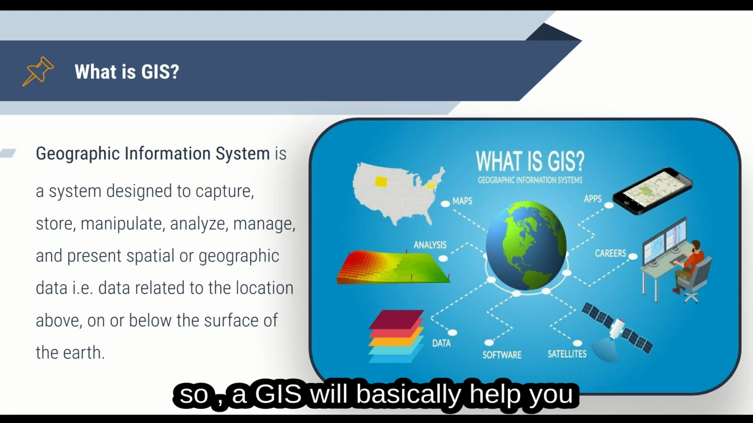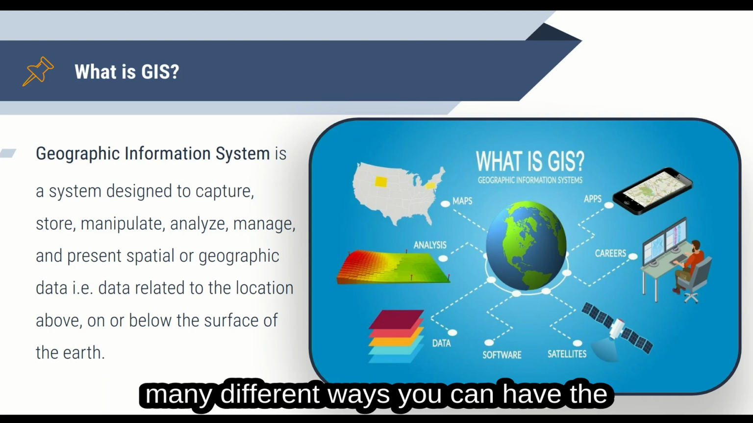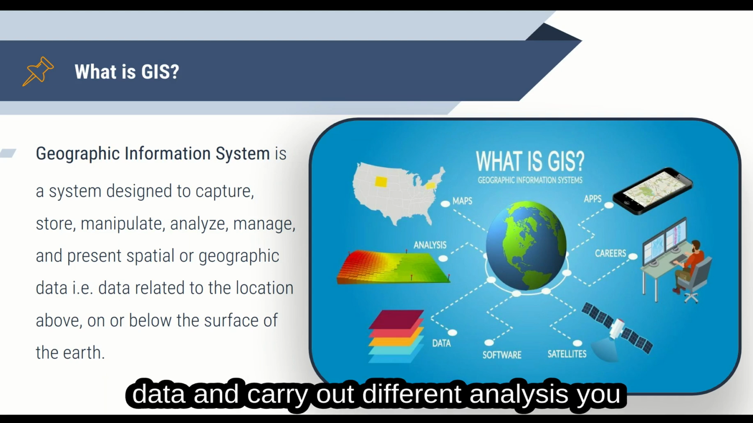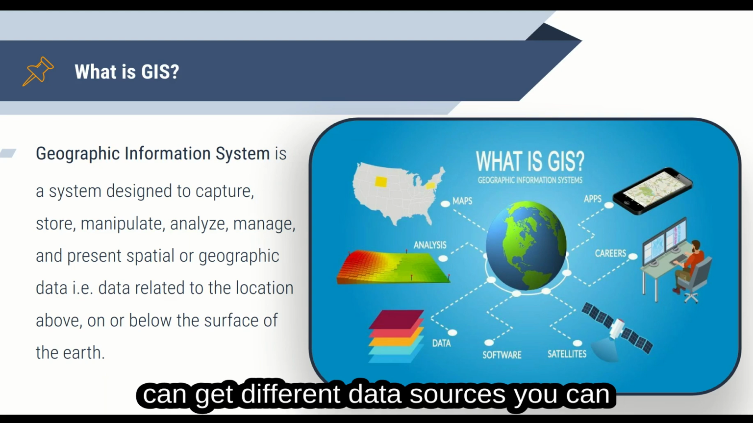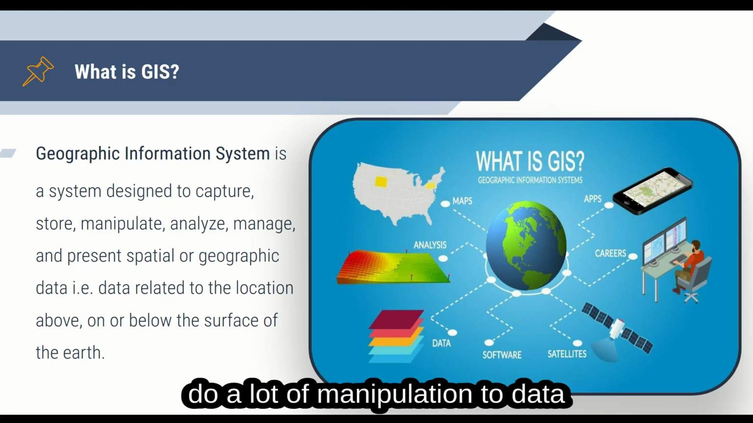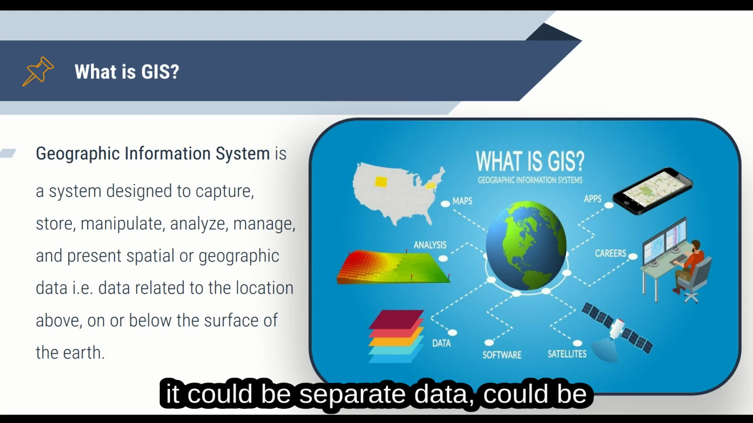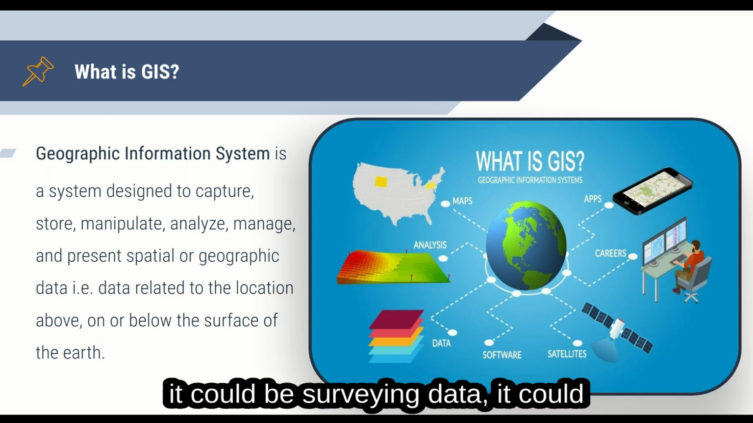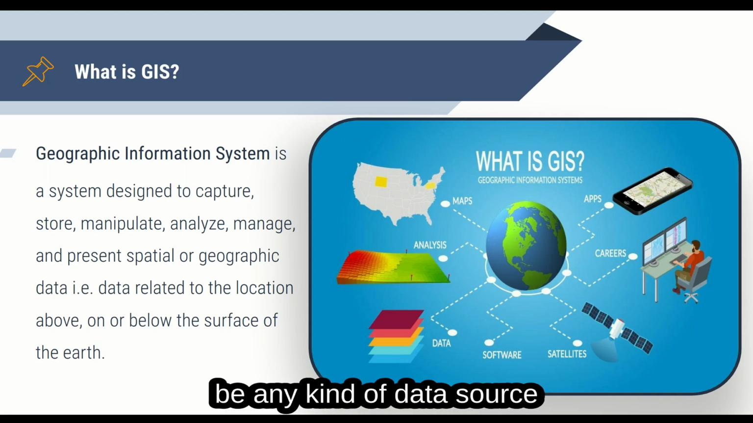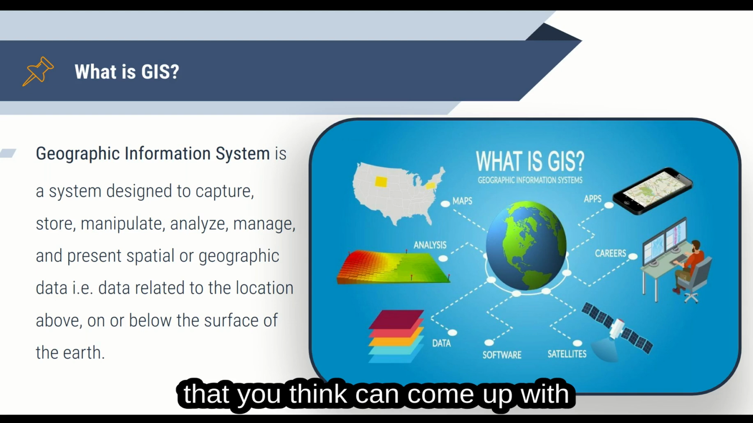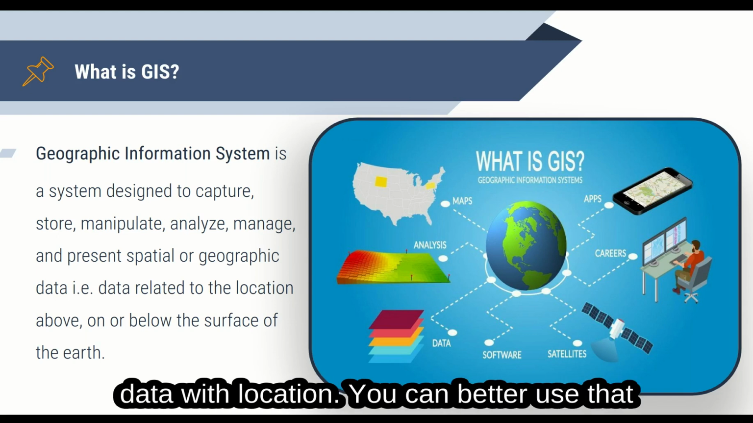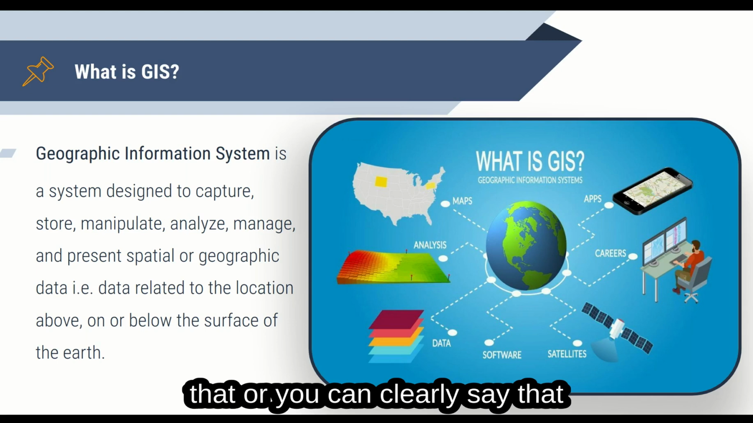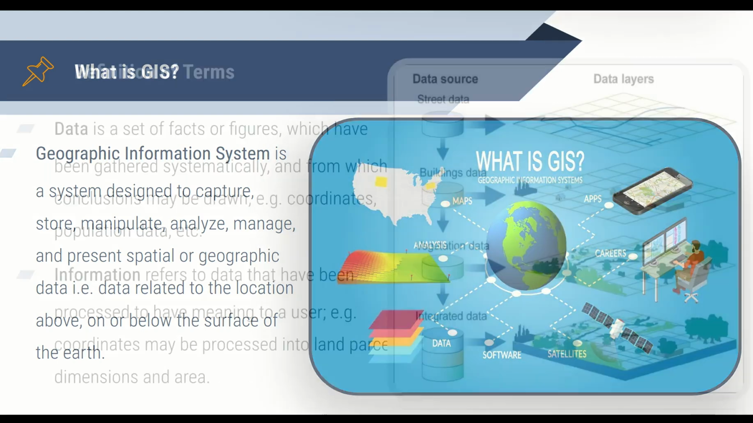So a GIS will basically help you in many different ways. You can have data, you can carry out different analysis, you can get different data sources, you can do a lot of manipulation to data. It could be satellite data, it could be GPS data, it could be survey data, it could be any kind of data source that you think can come up with data with location. You can basically use that, and you can say that you're using a GIS.